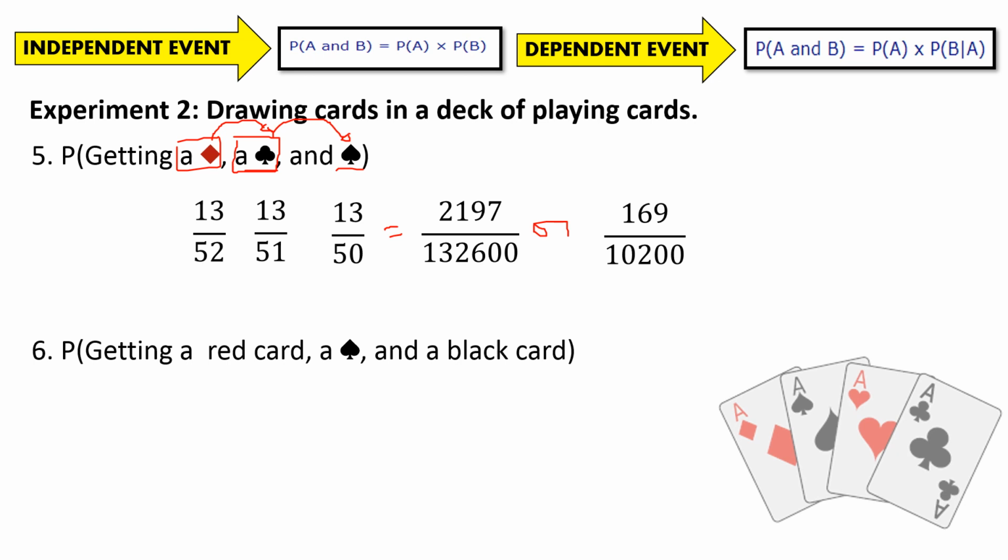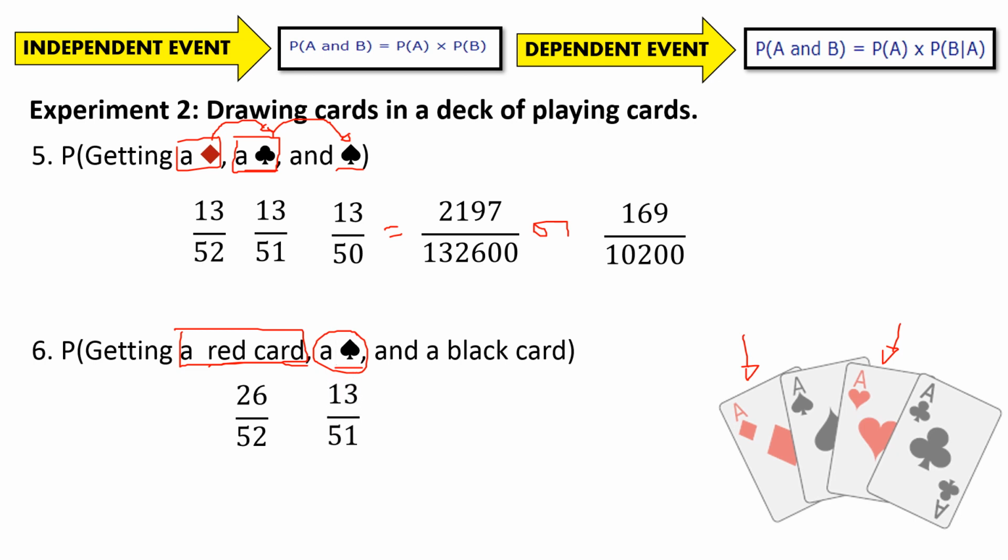Let's have number 6, the last example under experiment number 2. Listen carefully. Getting a red card. Before getting a red card, we have 26 over 52, because we have 13 pieces of diamond and 13 pieces of heart. Next one is getting a spade. Before going to this event, we assume that we managed to get a single red card, so it will become 51.